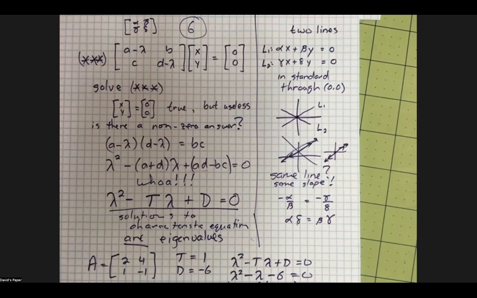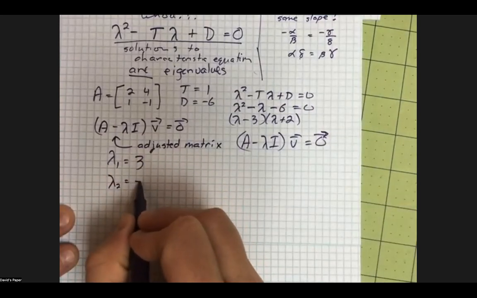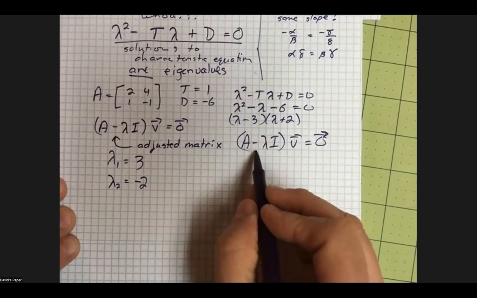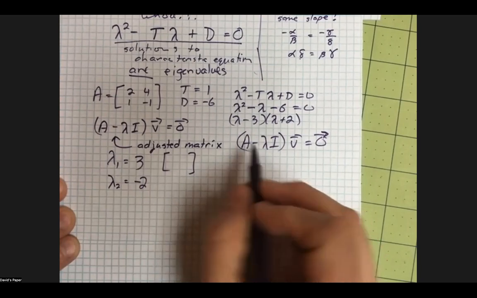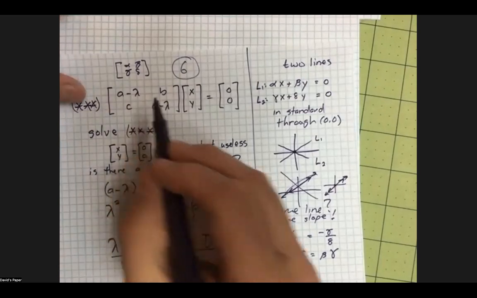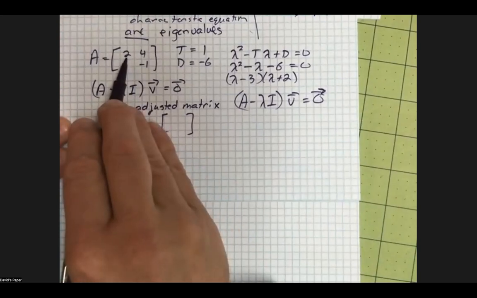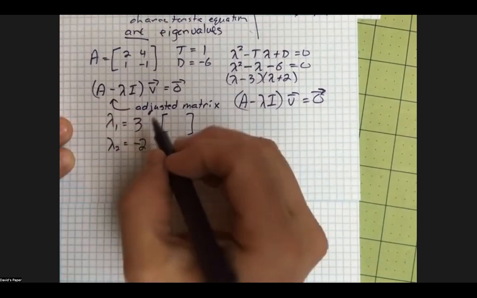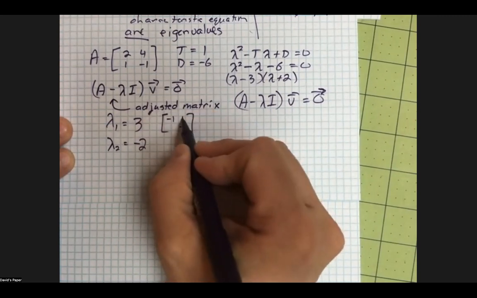So I know my two lambdas, right? Lambda one is three, lambda two is minus two. So let me write the adjusted matrix for those two lambdas. All that means is I subtract lambda on the main diagonal, as I did up here. You have to do this very carefully. Let's subtract three on the main diagonal. I get negative one, negative four. The other two numbers are unchanged, four and one.